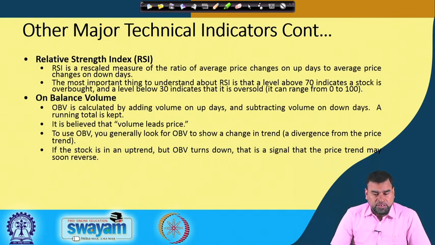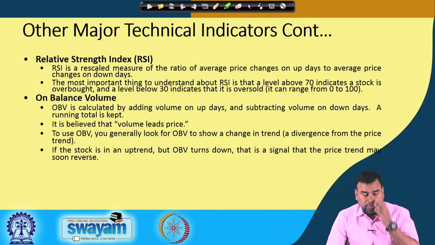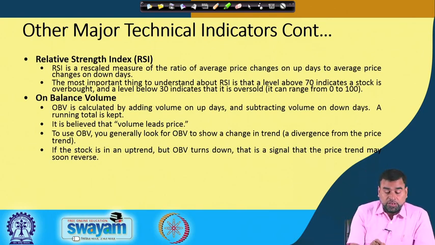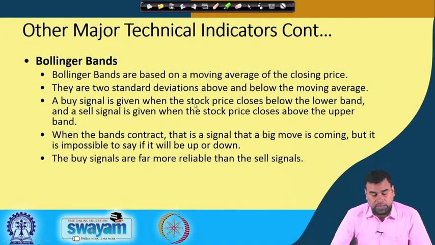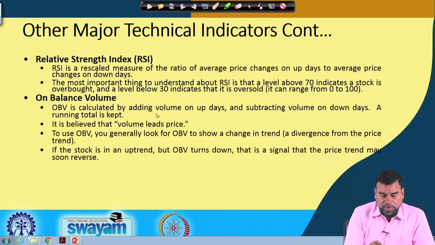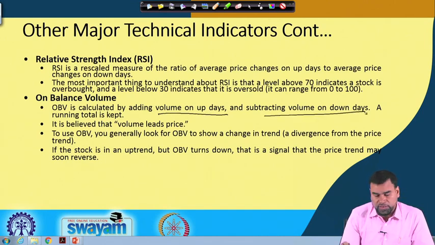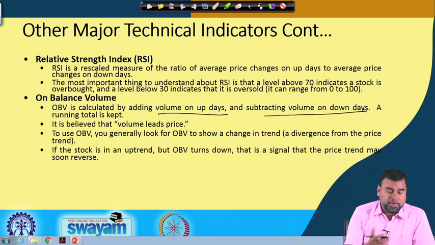Then we have another indicator, that is called the on-balance volume. These are all price indicators, and this on-balance volume is a volume indicator. It is calculated by adding volume on up days and subtracting volume on the down days. A running total is kept, and on-balance volume is based on the belief that volume leads the price. On that particular philosophy, we use this on-balance volume.